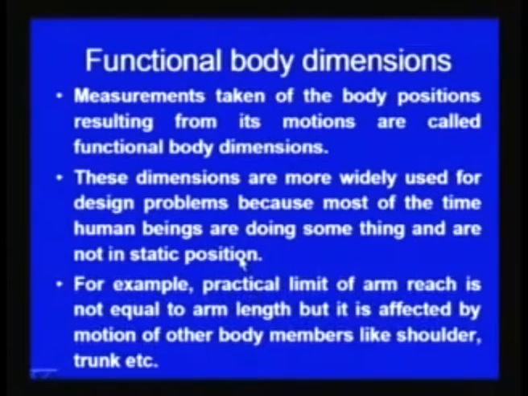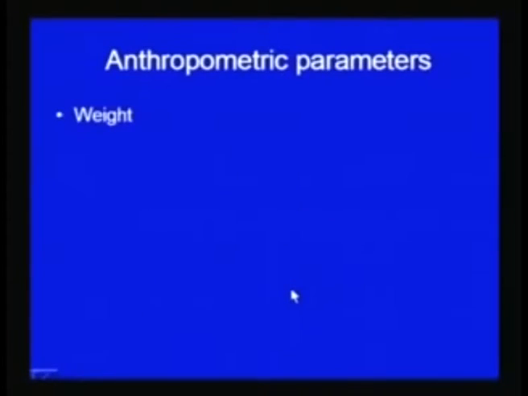For example, the practical limit of arm reach is not found equal to the arm length, but it is affected by the motion of the other body members like the shoulders and the trunk. The way in which these body parts are moving decides the practical limit of the arm reach, not simply the length of the arm. So, functional body dimensions are more commonly used in designing engineering systems as compared to the structural body dimensions.